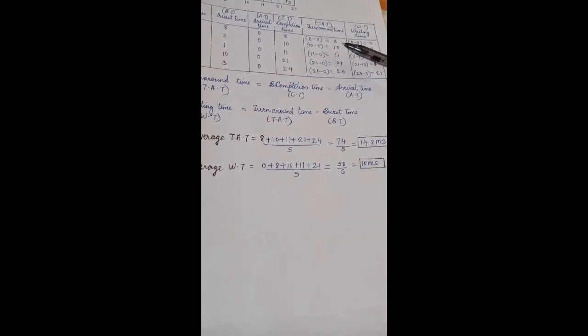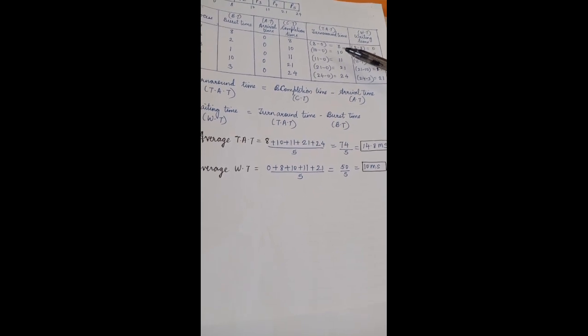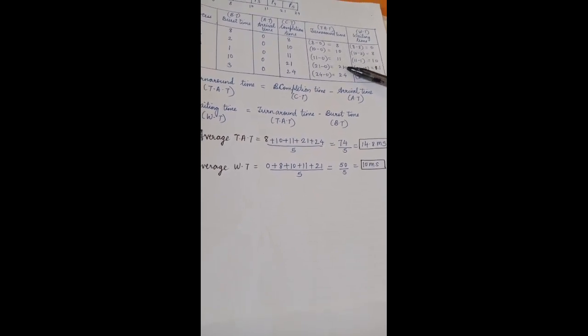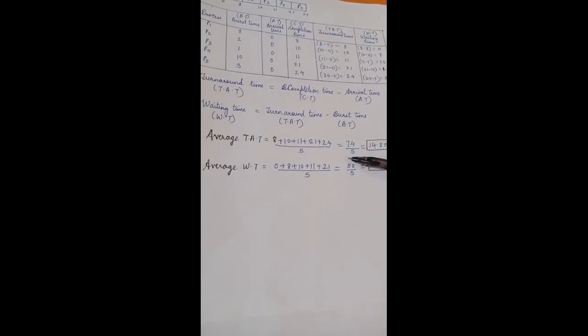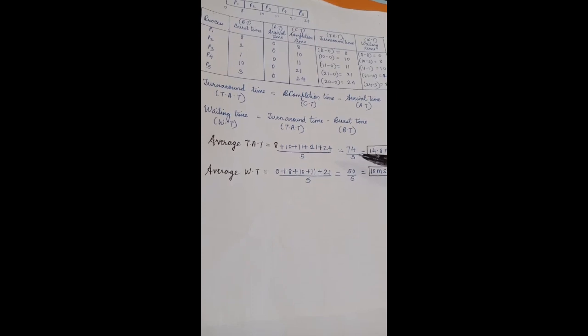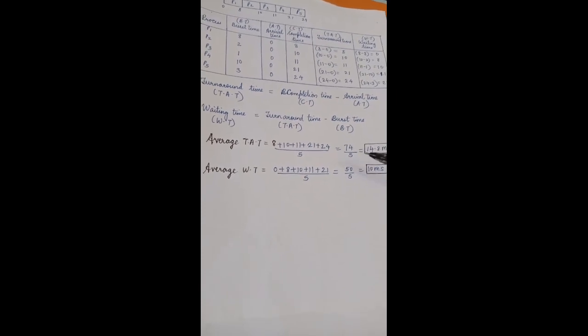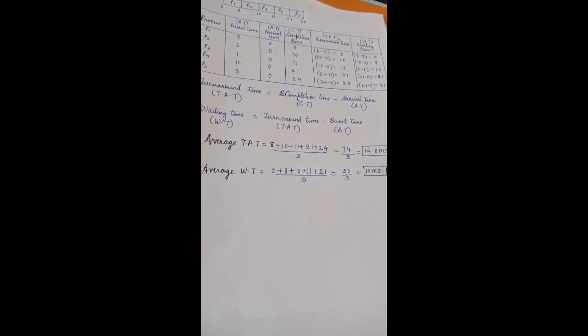Now lastly, let's find out average waiting time and average turnaround time. First, find average turnaround time. Add all the values of the processes: 8 plus 10 plus 11 plus 21 plus 24. Addition of this is 74, divided by the number of processes. There are 5 processes, so 74 upon 5. This division gives you 14.8 ms. So average turnaround time is 14.8 ms.